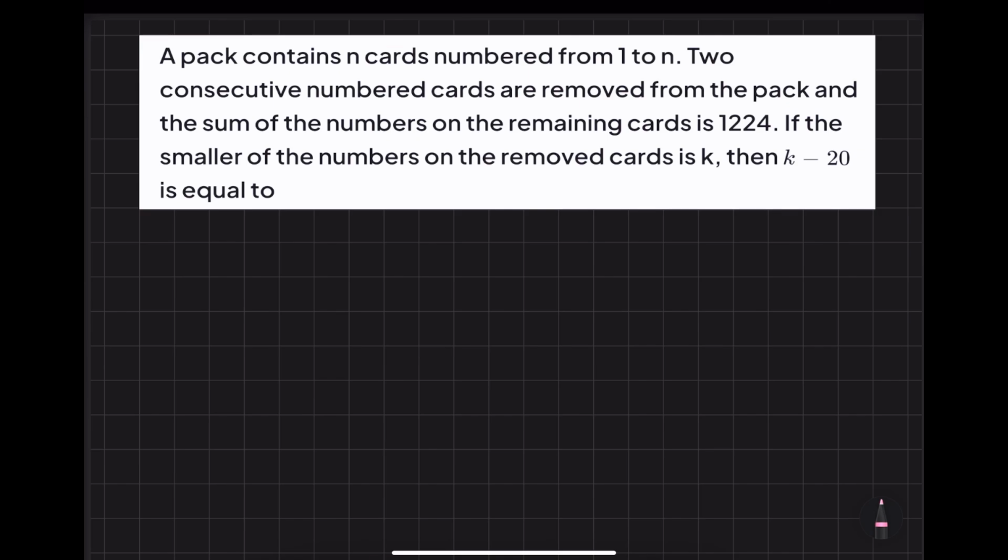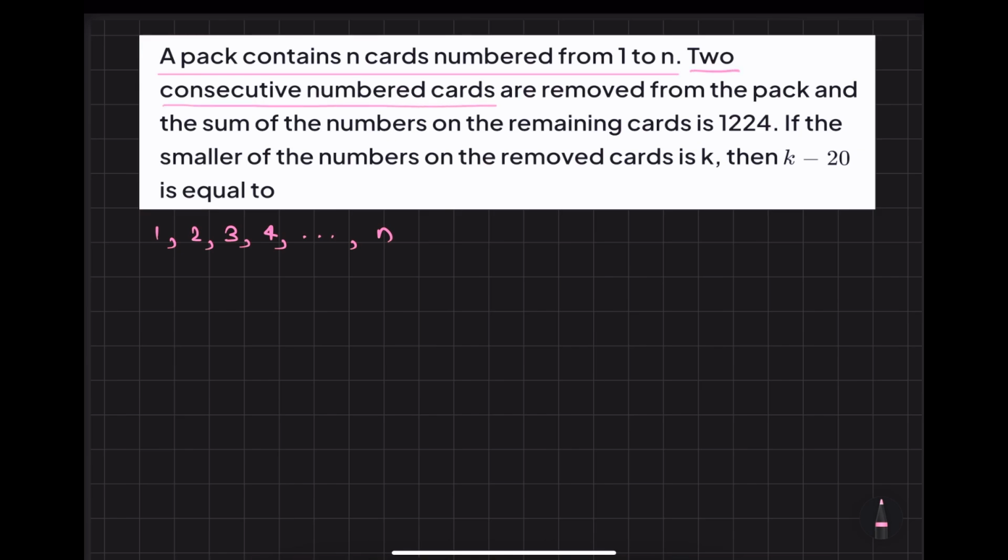So, we got a wholesome new problem which says a pack contains n cards numbered from 1 to n. So, you have a pack of cards and the cards are numbered as 1, 2, 3, till n. Okay, so this is how the cards go.